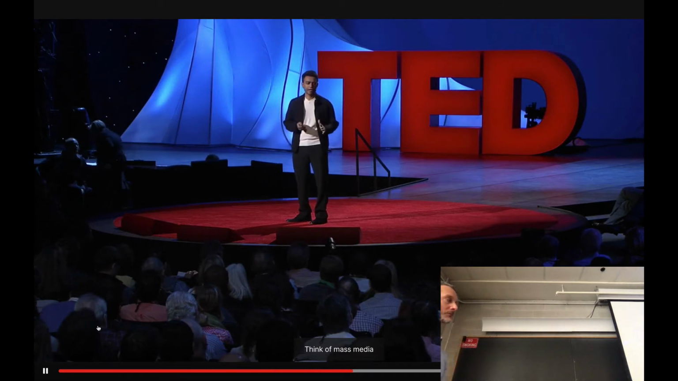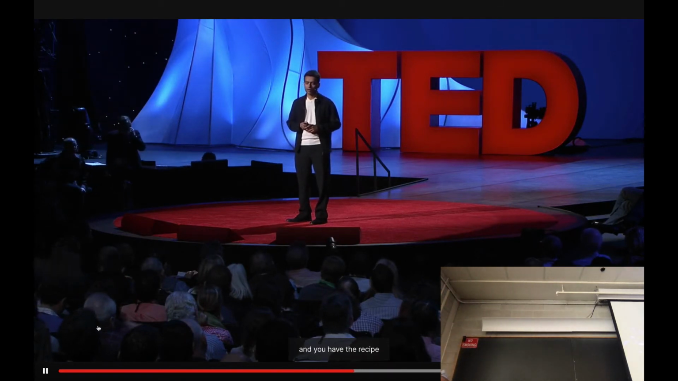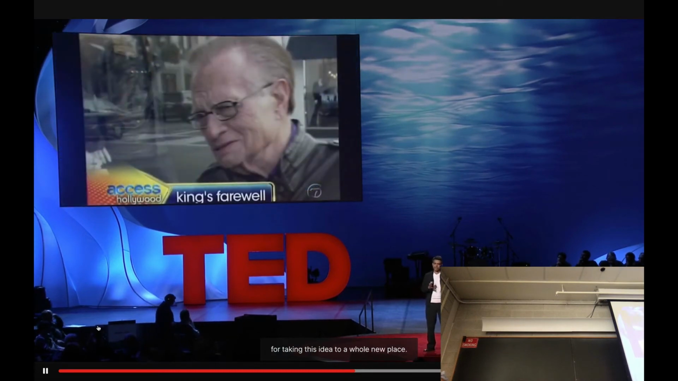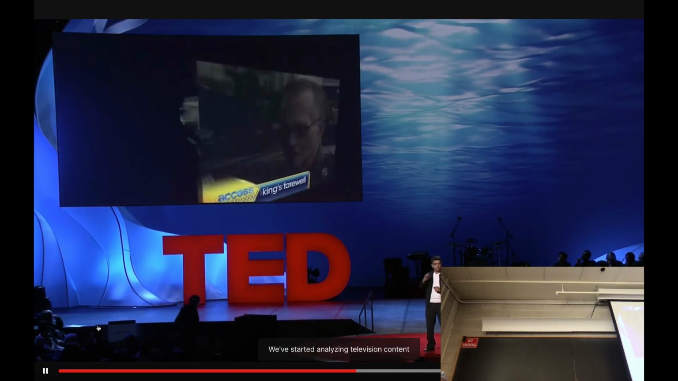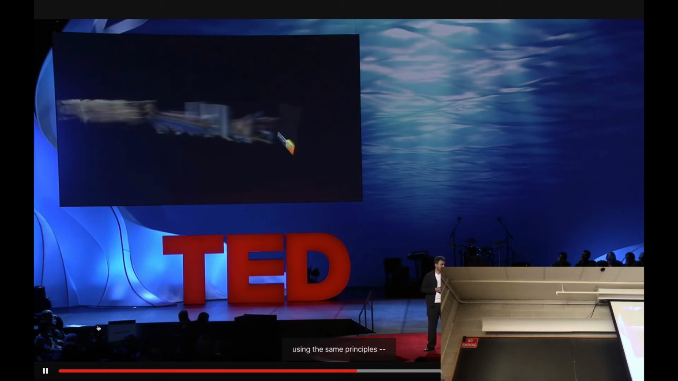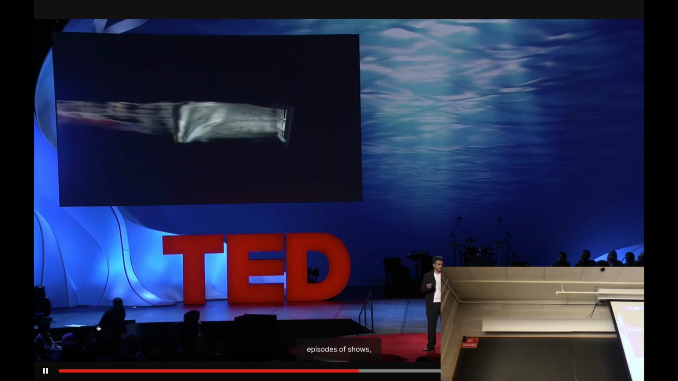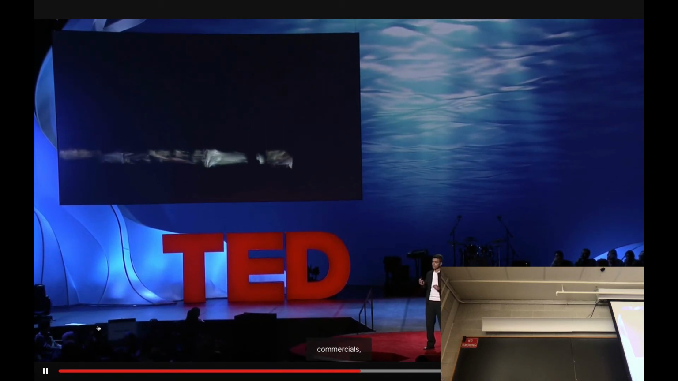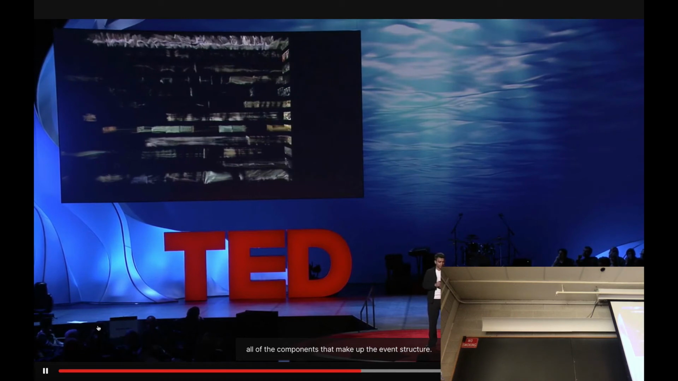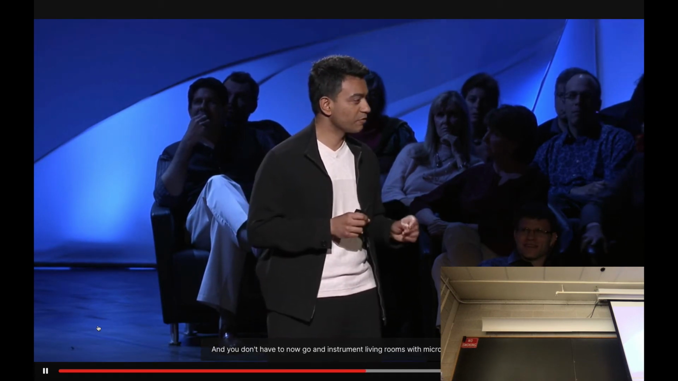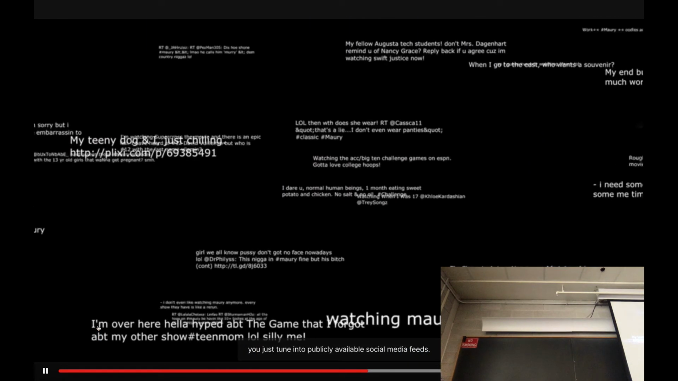Think of mass media as providing common ground. And you have the recipe for taking this idea to a whole new place. We've started analyzing television content using the same principles, analyzing the event structure of a TV signal, episodes of shows, commercials, all of the components that make up the event structure. And we're now, with satellite dishes, pulling in and analyzing a good part of all the TV being watched in the United States. And you don't have to now go and instrument living rooms with microphones to get people's conversations. You just tune into publicly available social media feeds.